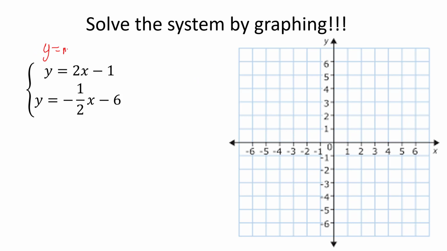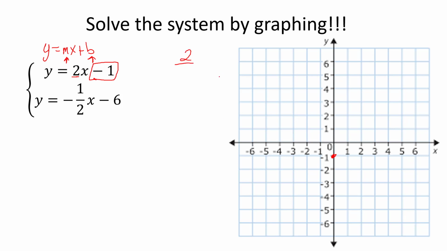Y equals mx plus b is our preferred format, where m is our slope. We talked about this last week. B is our y-intercept. So we have a slope and we have a y-intercept. Now the y-intercept basically means, hey, this is where it intersects the y-axis. So this particular one intercepts at -1. And the slope, that's our rise over run.